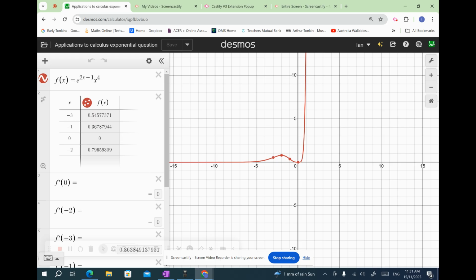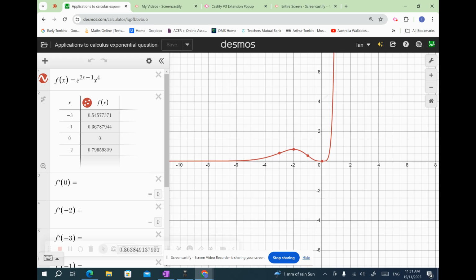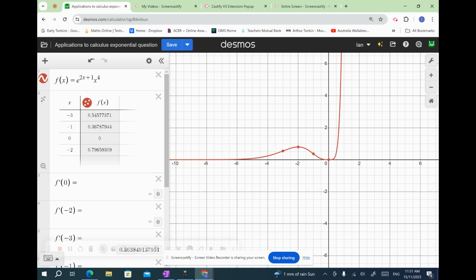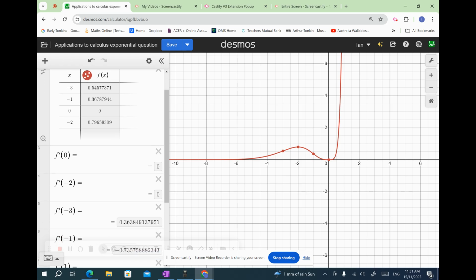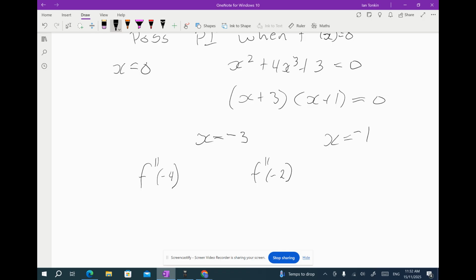Right, so there's my function, and you can see what it looks like now, which is going to make it nice and easy. There's me putting points in to find the function. So I'll put -3, -1, 0, and -2 because they're my critical points, aren't they? The first two are going to give me, so we'll do them first. So -3, if we find the x, it's 0.5, and -1 is 0.36. So let's go back and go, well, yeah, we should have found the y value.